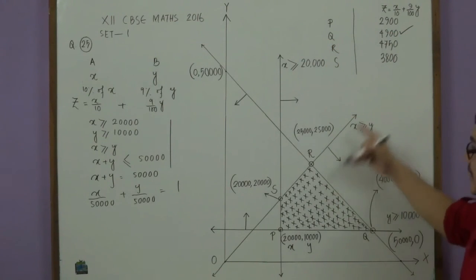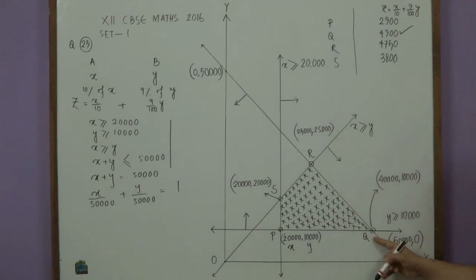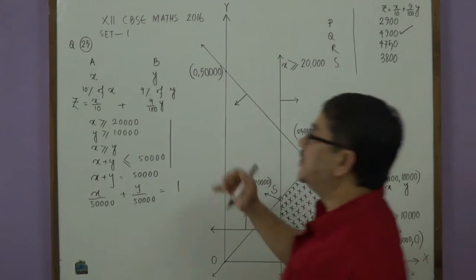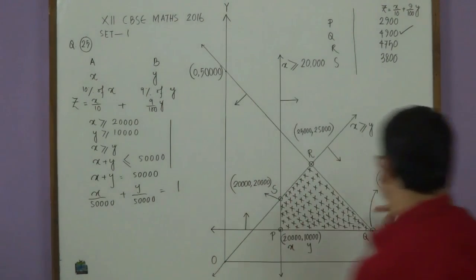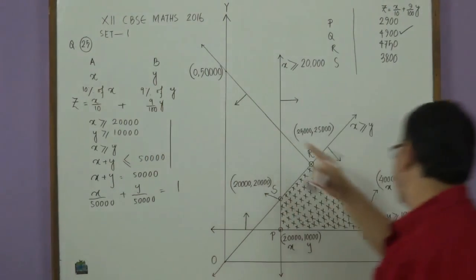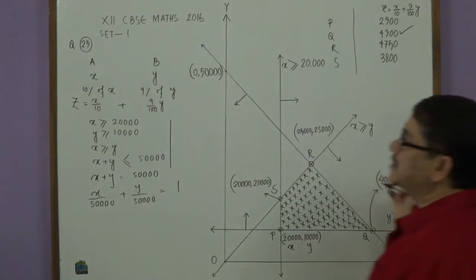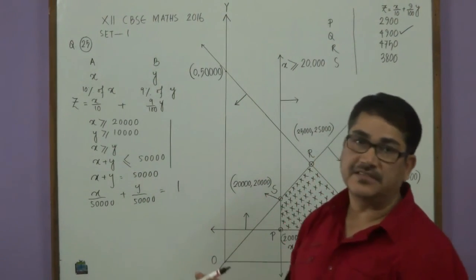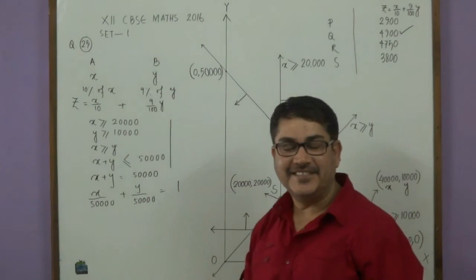Look at the point Q. The point is 40,000, 10,000. This is X and this is Y. Therefore, if the person invests 40,000 rupees in bond A and 10,000 rupees in bond B, then he gets maximum return. Isn't it easy? Easy question.